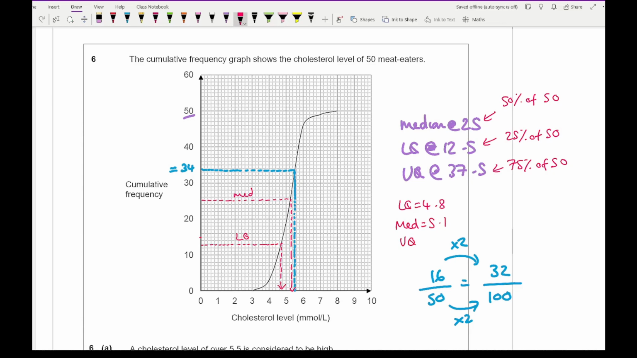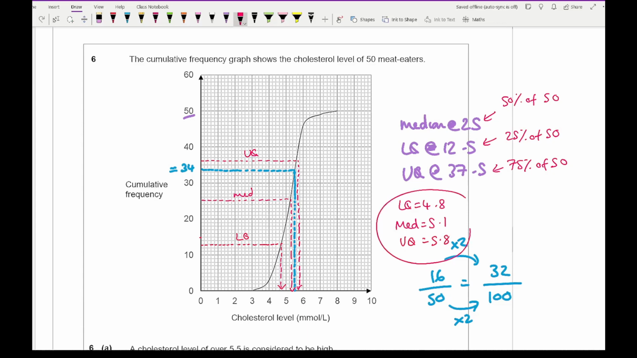And the upper quartile, which is at 37.5, is roughly around there. And that's my upper quartile. And then project downwards. I'm not helped by that blue line in the way, but I make that out to be roughly around about 5.8.